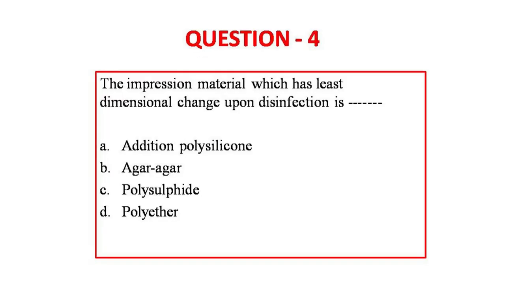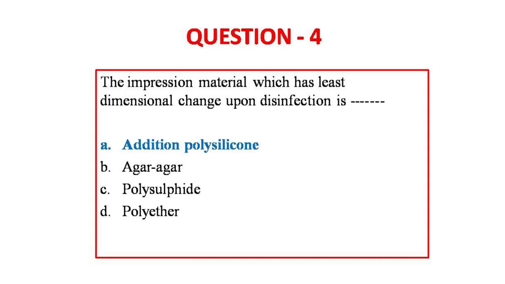So question number 4. The impression material which has least dimensional change upon disinfection is, they've given 4 options, and the answer is addition polysilicone. Whether you use glutaraldehyde, that is Cidex, or any disinfection, addition polysilicone has very least dimensional change.